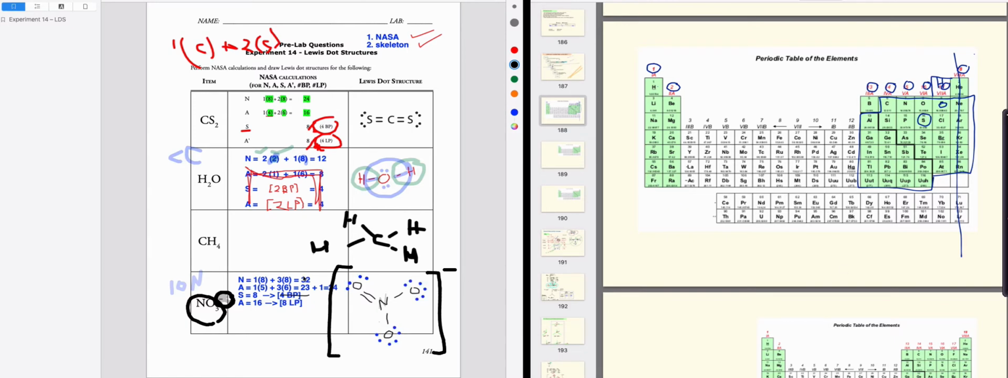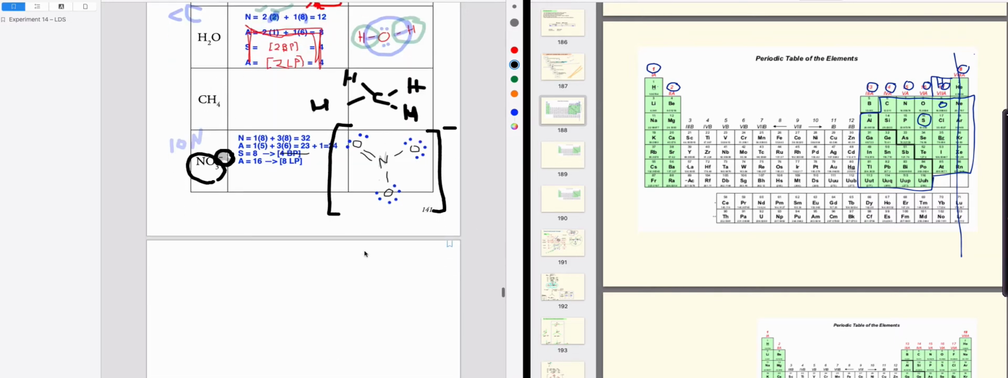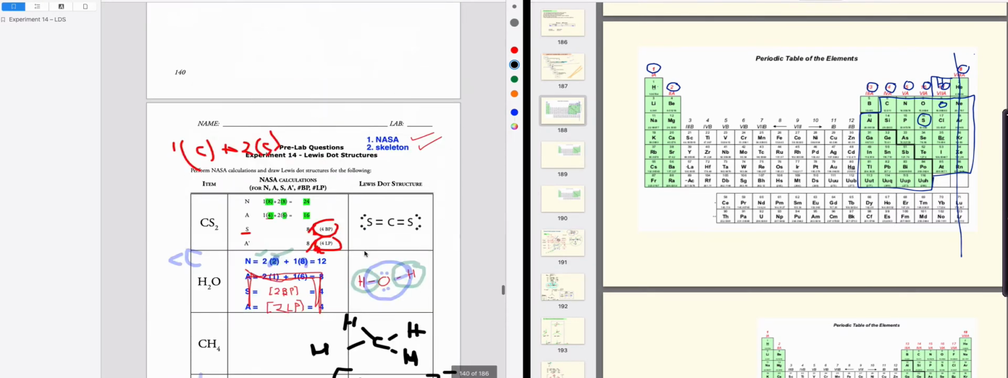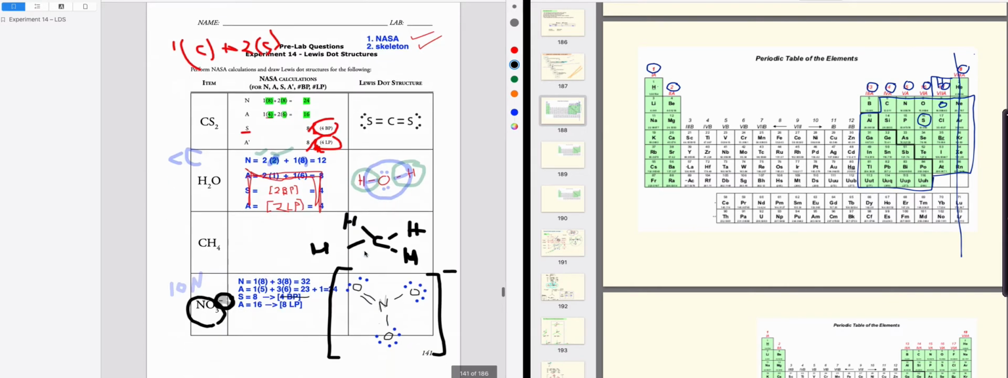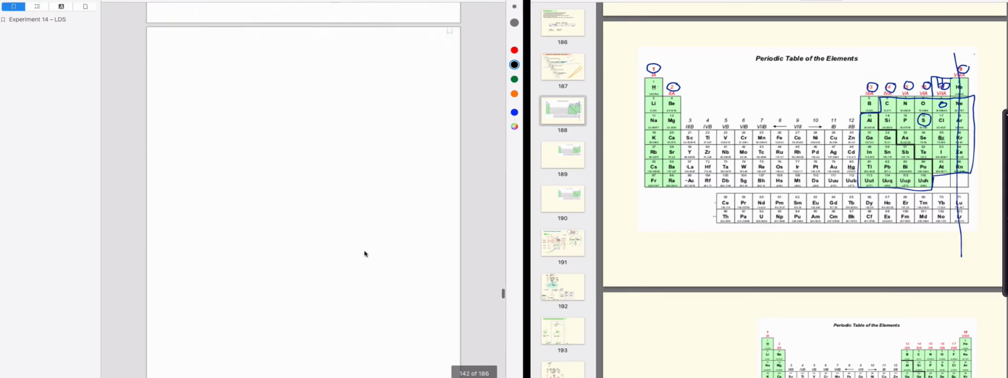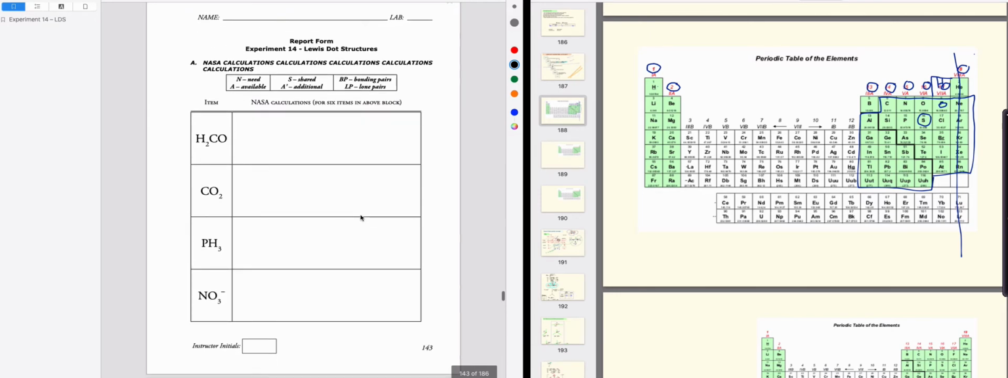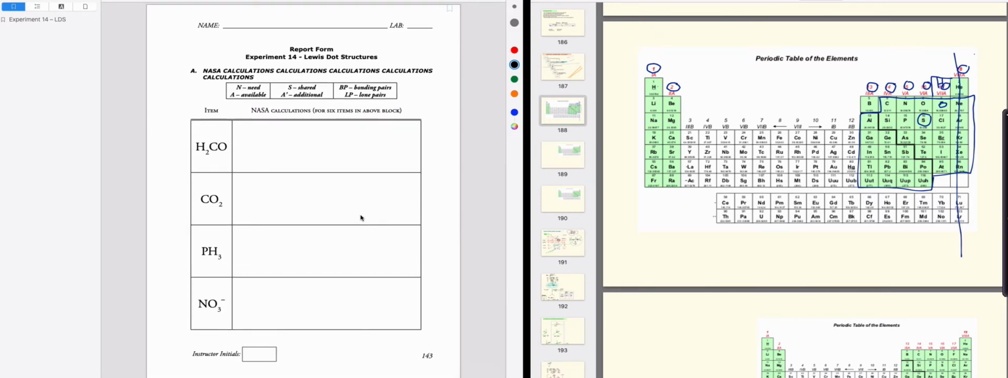You've now learned how to do those several times, how to do a NASA table, how to draw a skeleton, and your 2 notable exceptions. So let's see what we have. Okay, so that was your pre-lab. For some reason, the back page didn't get printed. Okay, so let's now look at your report form, what you're going to do here.